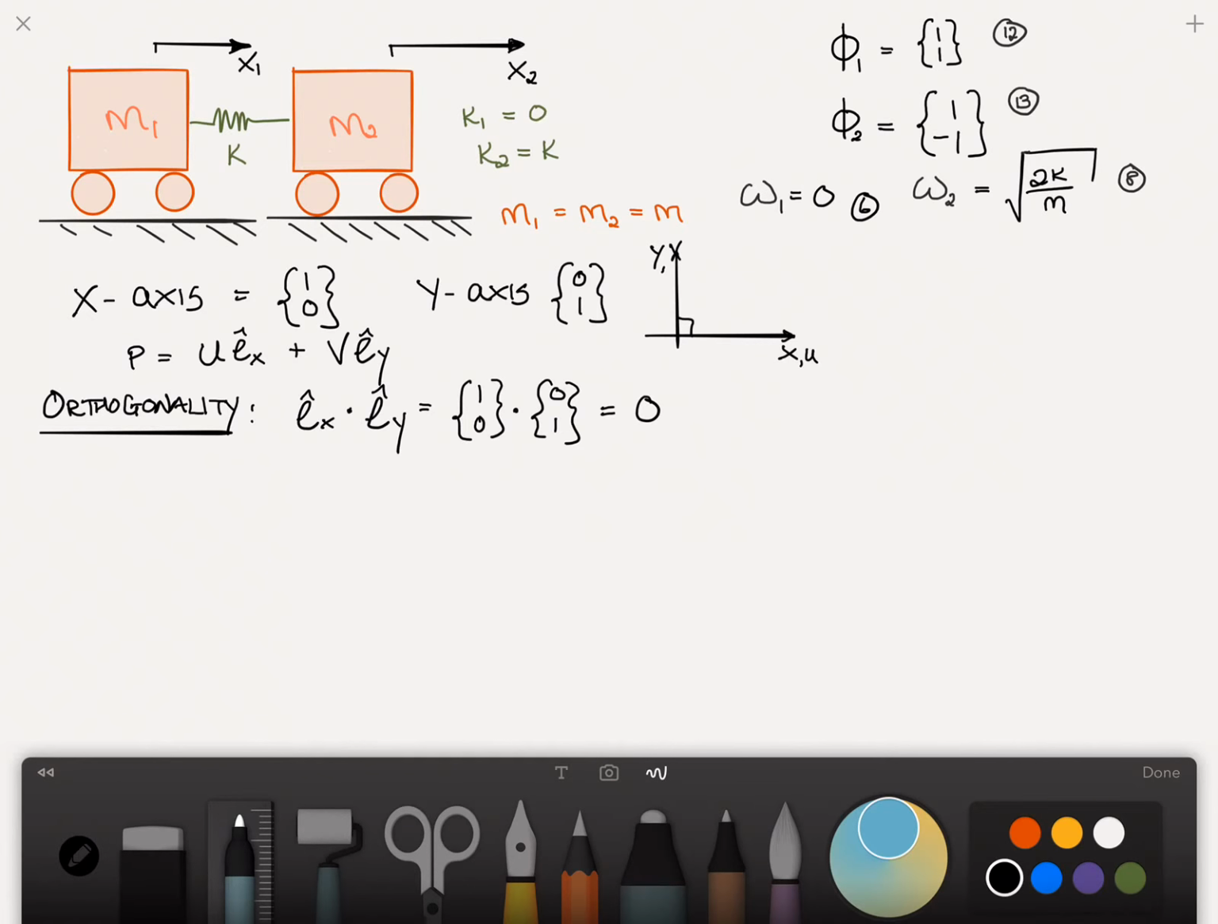Are our vectors, our mode shapes, phi1 and phi2 orthogonal? Well, why don't we take the dot product? Phi1 dotted with phi2 is equal to 1 minus 1 equals 0. So they're orthogonal. So you should think of phi1 and phi2 kind of like your x and y unit vectors. Any motion within this system can be written as a linear combination of phi1 and phi2. In other words, a certain amount of phi1 and a certain amount of phi2. What actually determines that are the initial conditions of the system.